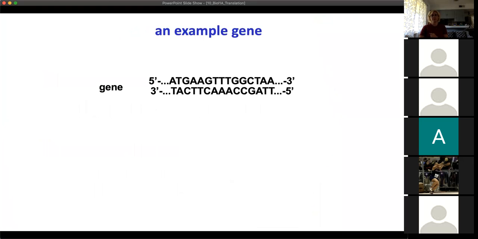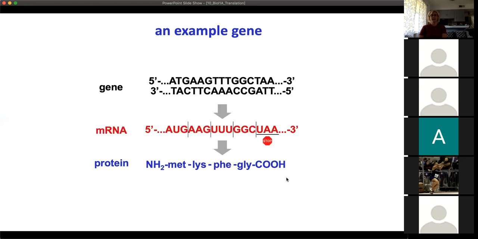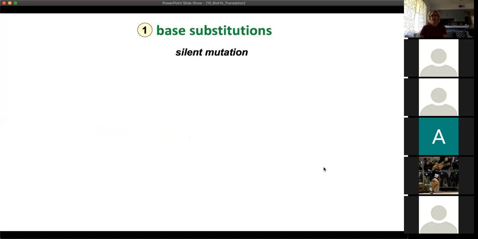So here's an example gene. That's what the gene looks like. You have your two strands. They are complementary. Everything is good. The mRNA would look like this. So, we would transcribe from this bottom strand. We generate our mRNA. Here's going to be our stop codon. Here's our start. Everything is great. Our protein product is perfect. Look how happy we are.